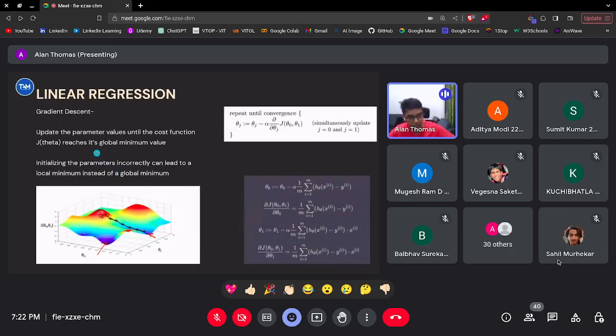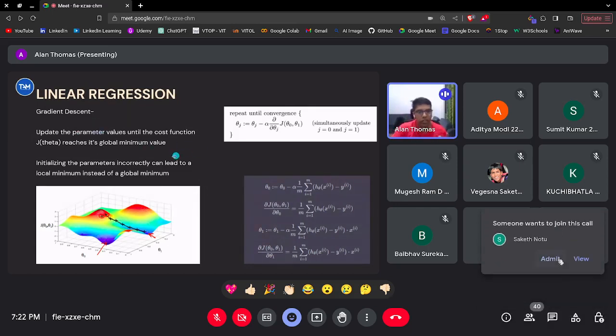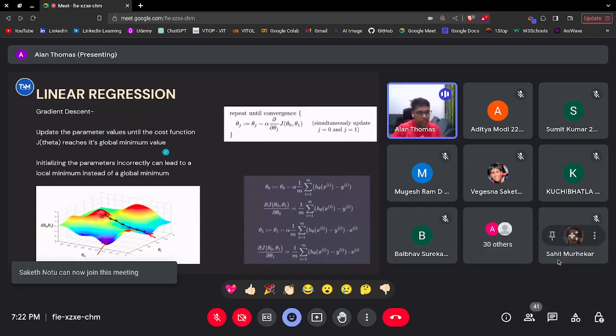To become parameters wherein the value of the cost function will decrease. So we use a technique called gradient descent, where what you do is you update the parameter values until the cost function reaches its global minimum value. So if you look on the right here, this is the formula, right?